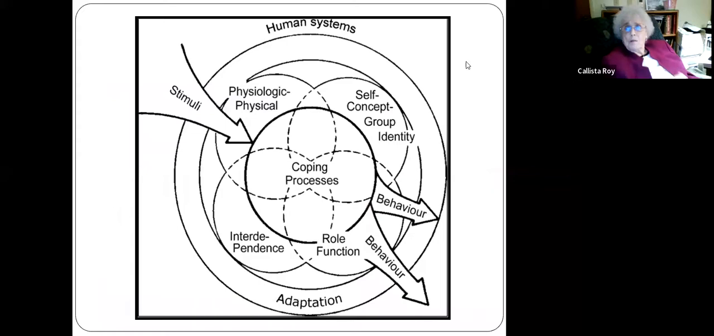It was one of my co-authors, Heather Andrews, who put this together in a figure. So you have the physiologic mode, but at the group level, it's called the physical. Then you have the self-concept mode at the group level called group identity. Then interdependence and role apply to both individuals and groups. The coping processes are in the middle. And as we'll see in a moment, when we talk about environment, the stimuli come both internally and externally. And then the behavior is both internal and external, coming out of all of this.